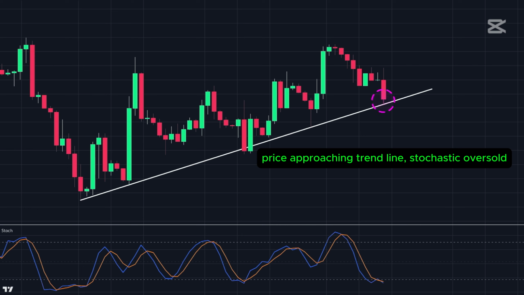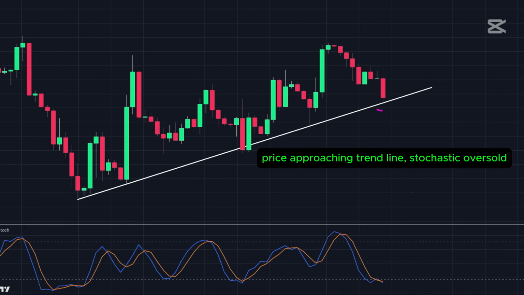However, as I mentioned earlier, we consider the trend line as a zone instead of a fixed line. This means the price does not have to touch the trend line exactly. As long as it remains within the trend zone and the stochastic cuts into the oversold zone, the setup is still valid.